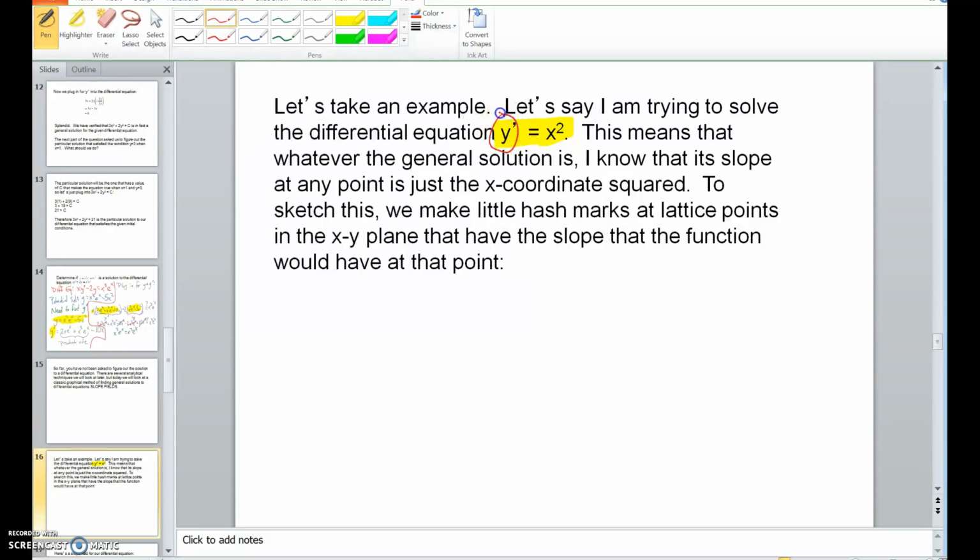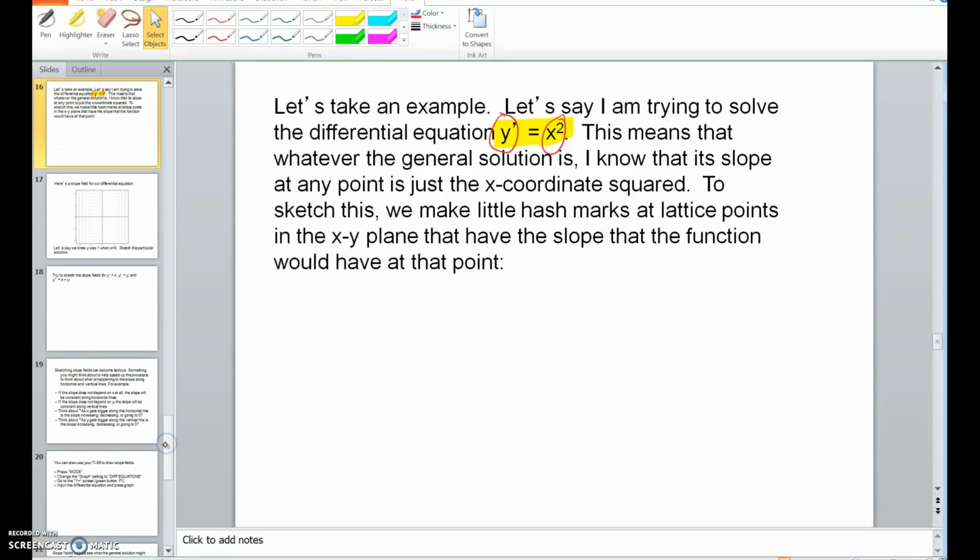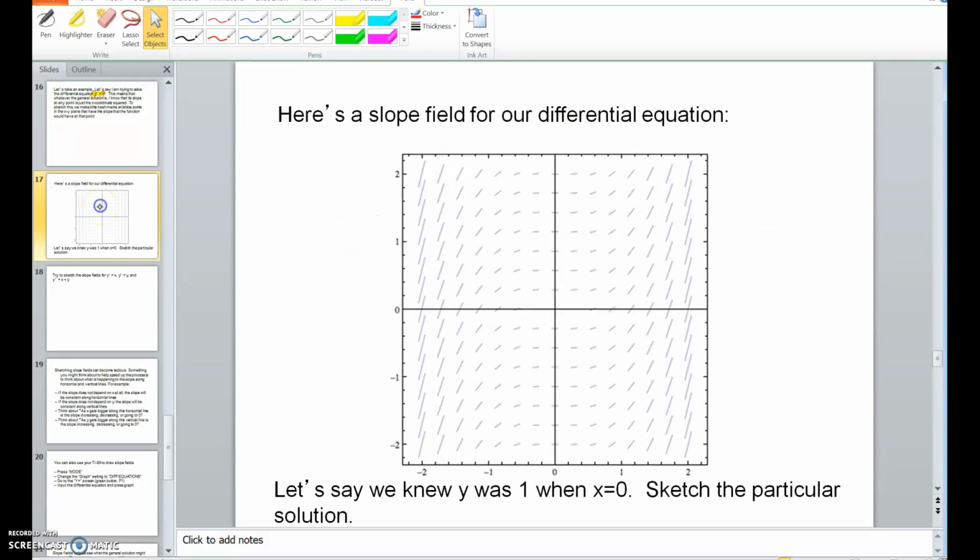The slope, y prime, so remember the derivative is an expression of slope or rate of change. y prime, so the slope at any point is just the x coordinate squared. So if I have that information, I can actually sketch what's called a slope field. I'm just going to put a picture of the slope field for this up here. So this is the slope field for y prime equals x squared.